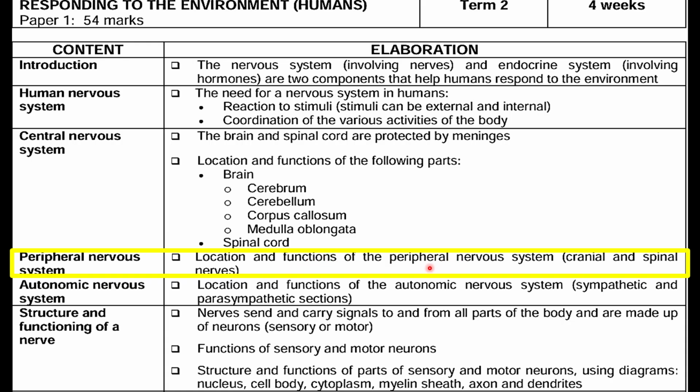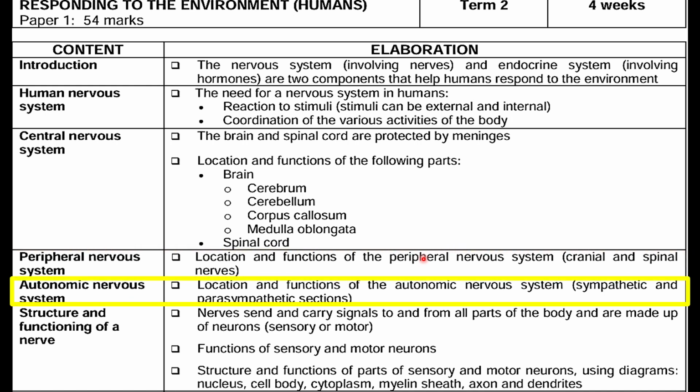But then this system is subdivided into two systems. These are not the systems, these are the parts or the structures that constitute the central nervous system and the peripheral nervous system. But then the peripheral nervous system is made up of two systems: one is the autonomic nervous system, and the second one is the somatic nervous system. But this examination guideline lays emphasis on the autonomic nervous system. That means you need to know it. And what are we supposed to know about the autonomic nervous system? You have to know again its location and functions.